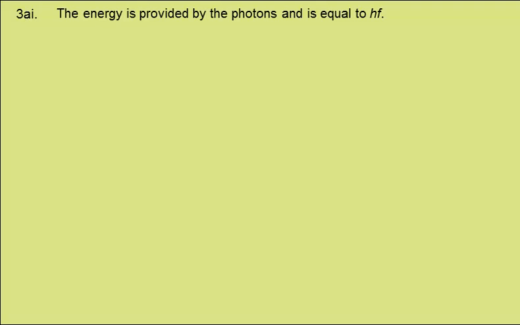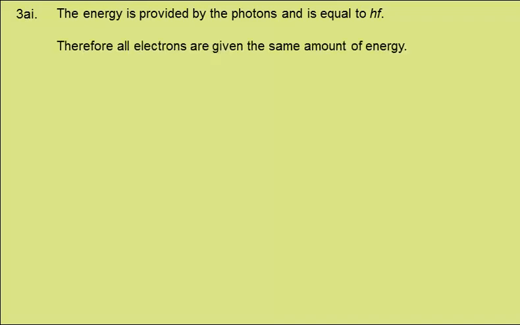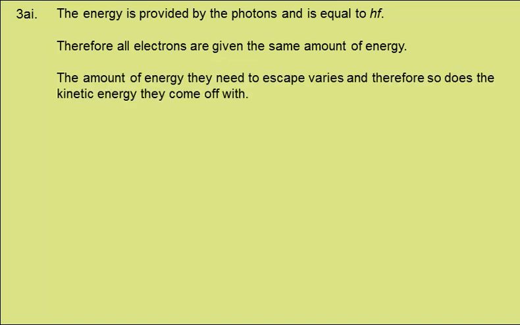Well, the energy is provided by the photons and is equal to hf, the Planck constant multiplied by the frequency of the photons. Therefore, all electrons are given the same amount of energy. The amount of energy they need to escape will vary, and therefore so does the kinetic energy they come off with.